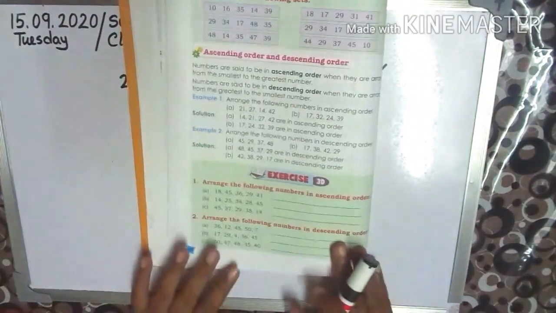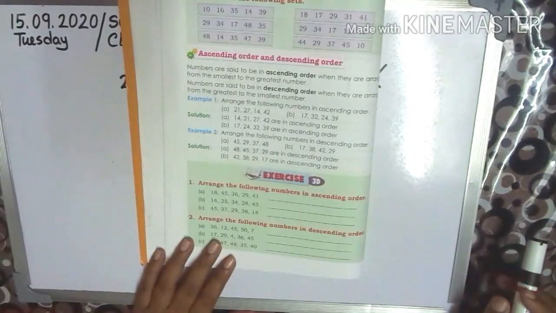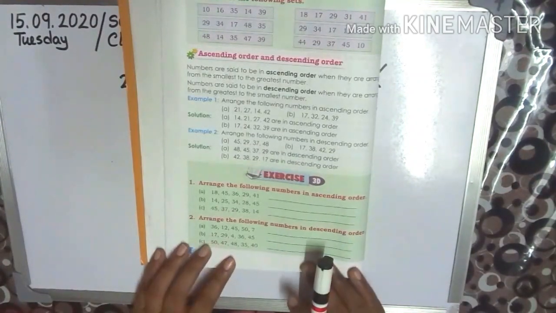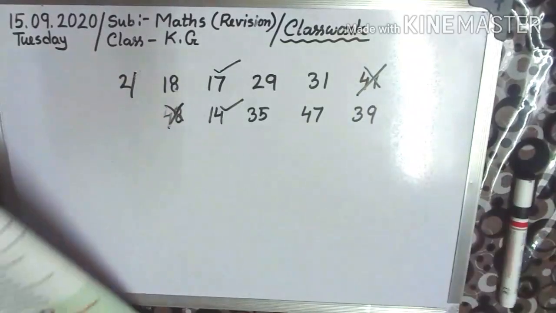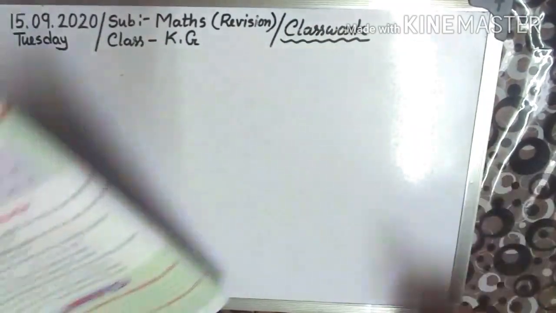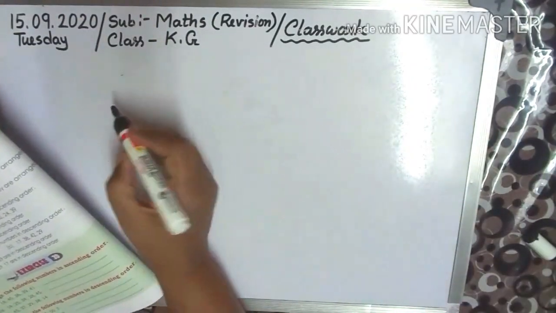Next exercise 3D. 1. Arrange the following numbers in ascending order. This is ascending order and descending order. So first one ascending order. Number right here first. Exercise 3D number 1. Ascending order.